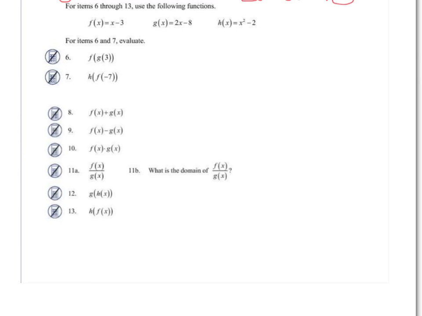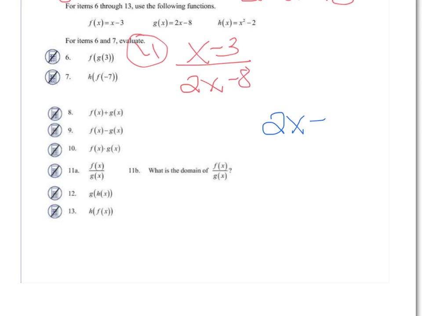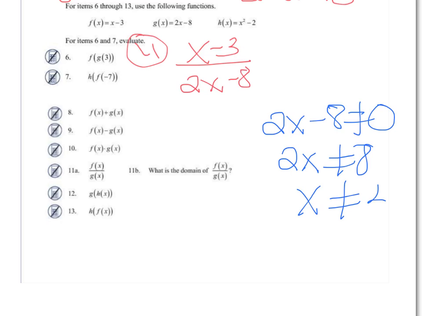Okay, for 11, when we divide, f is the numerator and g is the denominator. And nothing can simplify. These x's can't cancel because of the subtraction, because you have binomials. But to answer 11b, the domain, when you have a fraction, the denominator can't equal 0. So if we solve that, that means x cannot equal 4. So the domain is all real numbers, but x cannot equal 4.